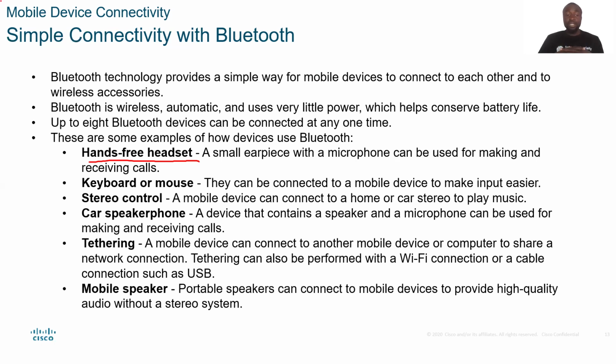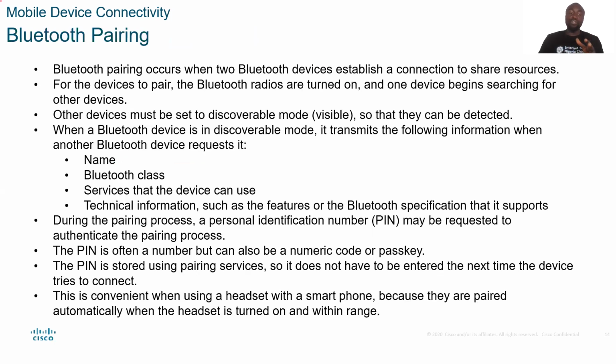Then you have what they call tethering. A mobile device can connect to another mobile device or computer to share a network connection. Tethering can also be performed with a Wi-Fi connection or a cable connection such as USB. Then you have mobile speaker. Portable speakers can connect to a mobile device to provide high quality audio without a stereo system. We're just saying all these devices are available for you to connect to Bluetooth.